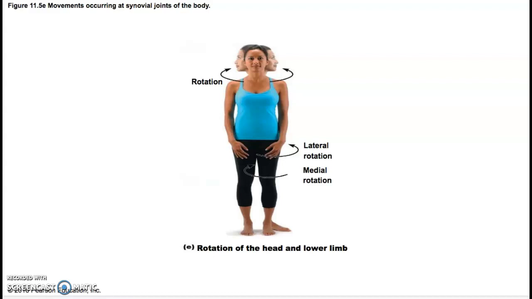And we have rotation. We can rotate our head on the axis of our cervical spine. We can rotate our legs medially and laterally. That's rotating at the hip, and moving the foot in would be medial rotation. And again, rotating at the hip and moving the foot out is lateral rotation. And that covers the movements.